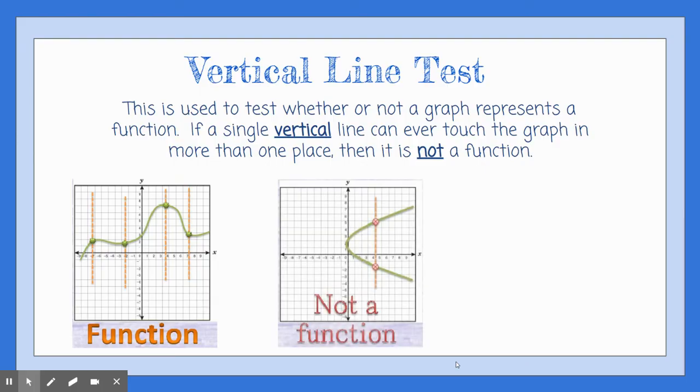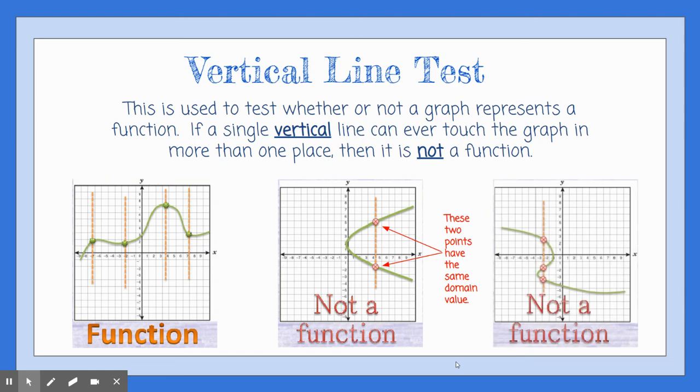Here's an example that would not be a function. As you can see, the vertical line drawn crosses through the green graph in 2 different spots. So therefore, this is not a function. It does not pass the vertical line test. The domain values at those 2 points would be the same, and therefore that is why it cannot be a function. But we can use the vertical line test to clearly see that. Here's an example that's also not a function. If we draw a vertical line, we could see that it actually crosses this graph in 3 different spots. So all 3 of those domain values would be the same.